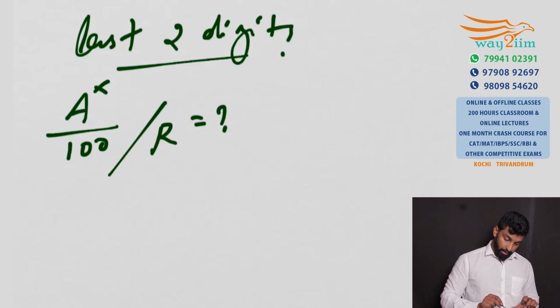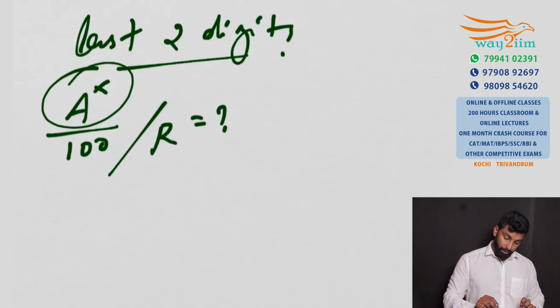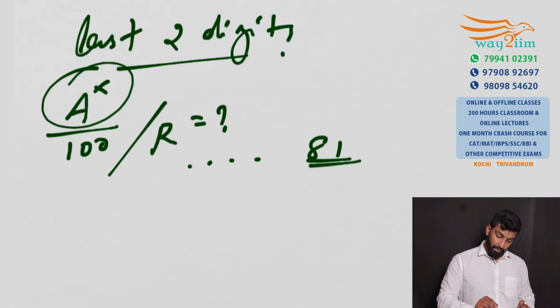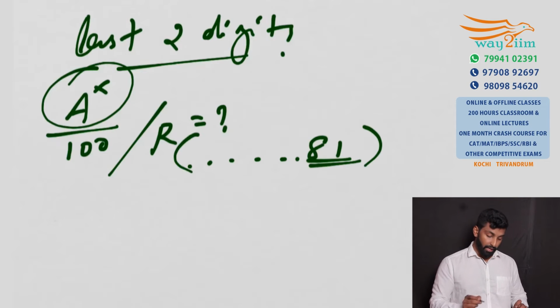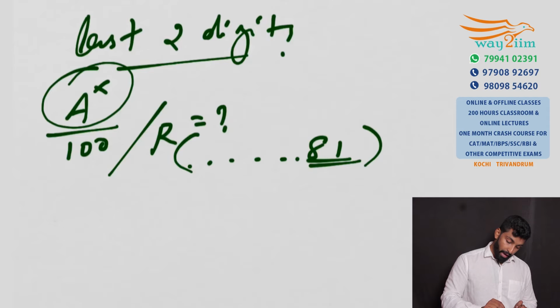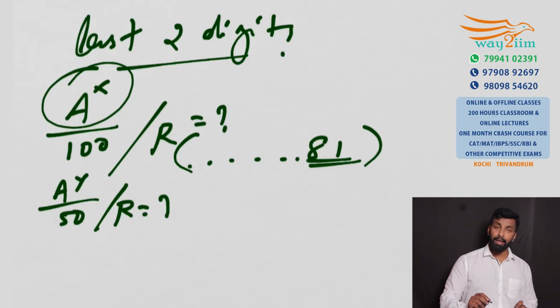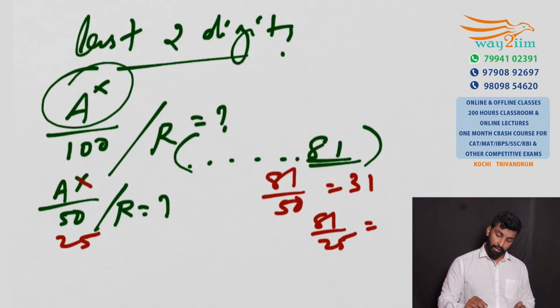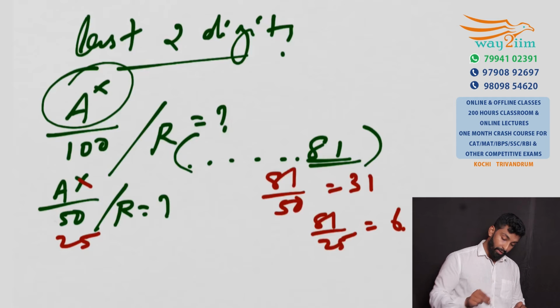For example, let's take this number. Last two digits are 81. That means it's a big number, and the last two digits are 81. Now they can ask you a raised to x divided by 50, what is the remainder? It again depends on the last two digits only. So 81 divided by 50, you'll get 31. Or they can ask a raised to x divided by 25, what is the remainder? Here also 81 divided by 25, you will get 6. That's how you'll get the answer.